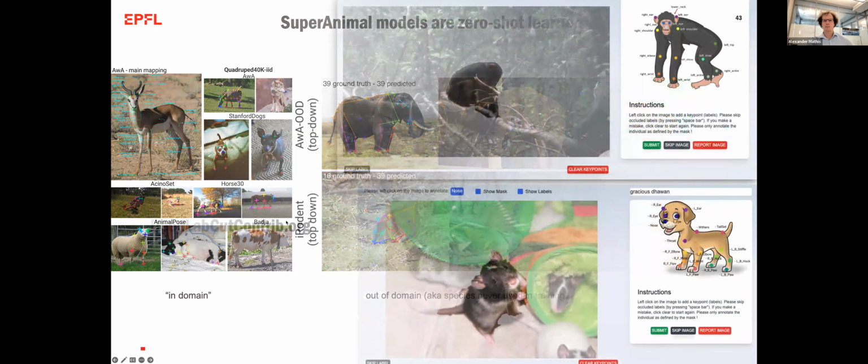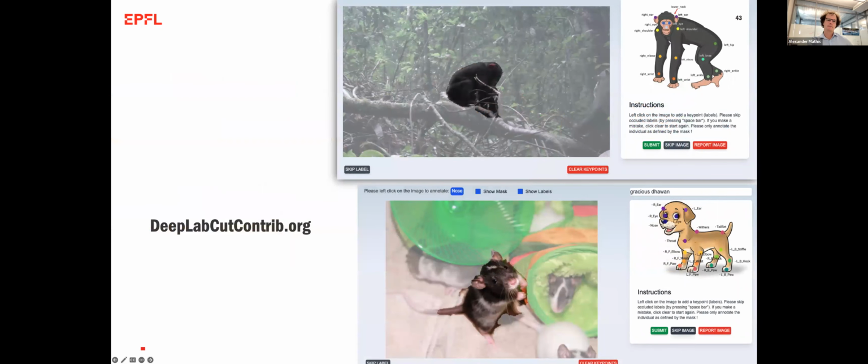And so if you want to learn more about this citizen science aspect of DeepLabCut, you can go to this website where you can actually also annotate data sets for ongoing projects where people look at various things.